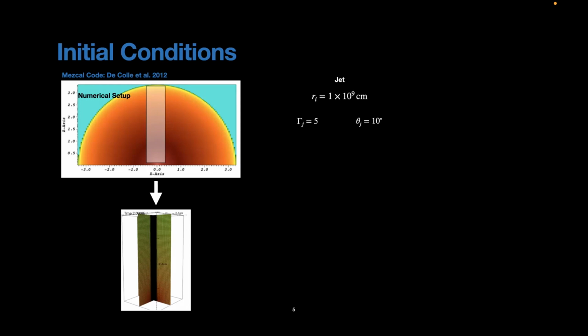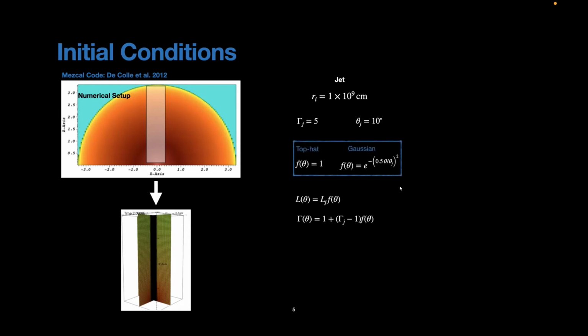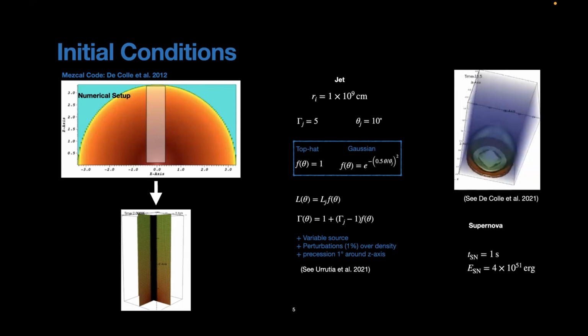Okay, the main properties of the jet: the launching point is at 10^9 centimeters with an initial Lorentz factor of 5 and a jet opening angle of 10 degrees. And we implement the jet structure through a function which depends on the angle theta measured from the z axis, and we implement this behavior through the luminosity, which depends on angle, and the projection of velocities or Lorentz factor. In addition, we implement a variable source and perturbations in the density of the jet of 1% in order to break the jet symmetry, and precessions around the z-axis. Also, we perform a simulation of a supernova. It's like the presentation of yesterday from Fabio De Colle.